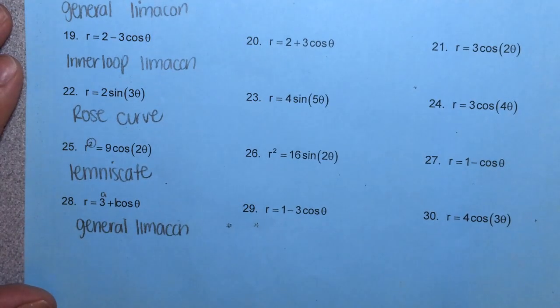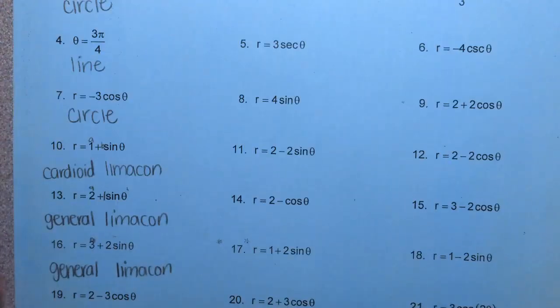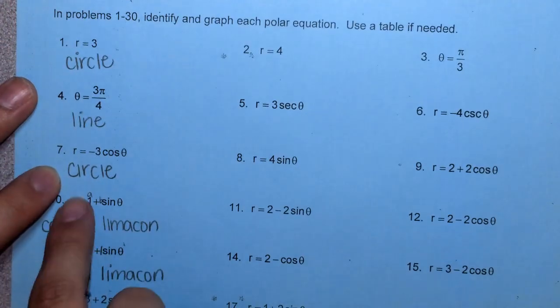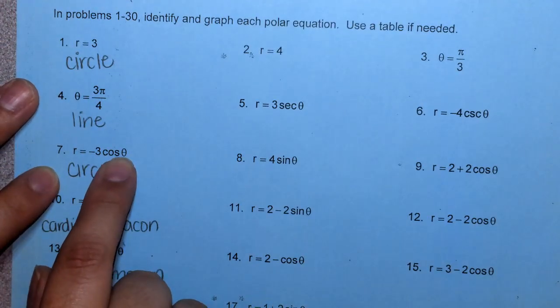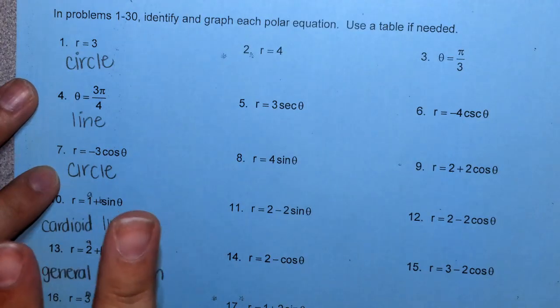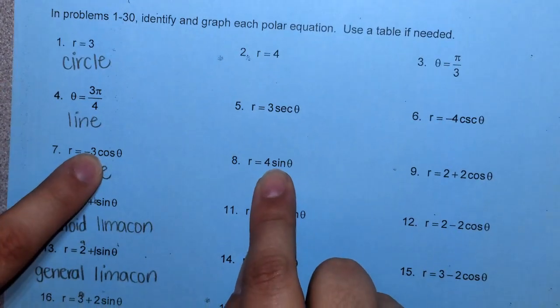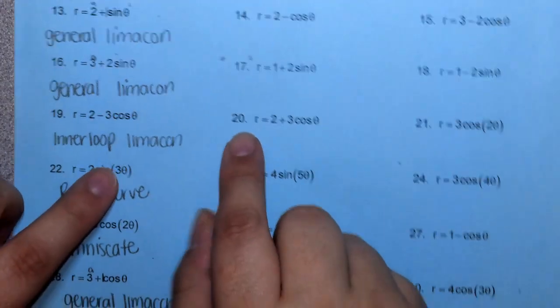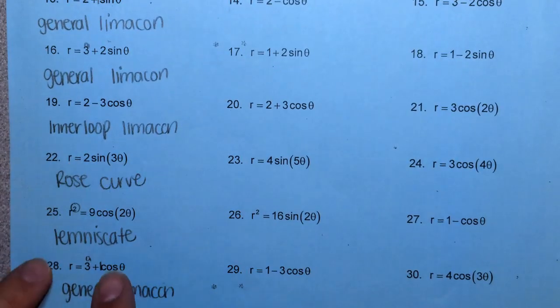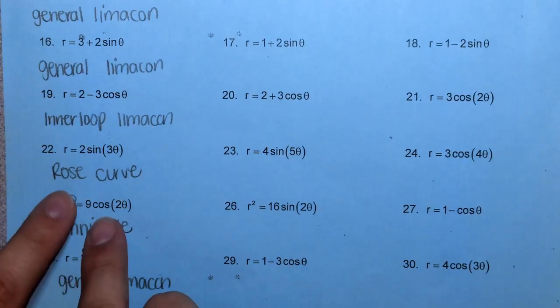Why is 7 a circle and not a rose curve? Because there is not a number between theta and cosine. A rose curve should, correct. So circles are just sine and cosine. Rose curves have two numbers. Limniscates have two numbers, but with R squared.